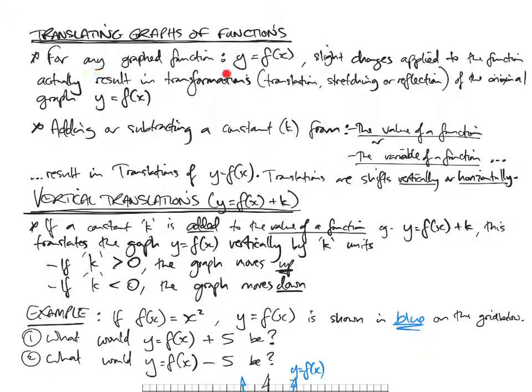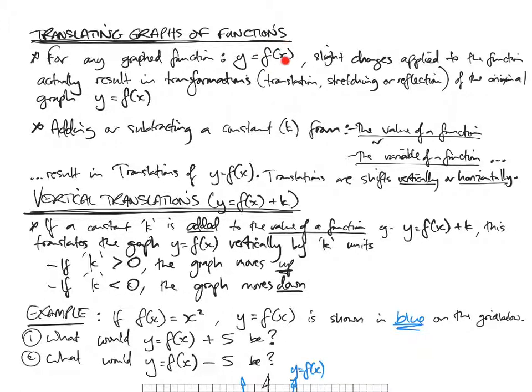So for any graph function, if you make the function of x equal y, slight changes that you apply to this side, the function of x, will actually result in transformations. So transformations, and hopefully you remember back to Cartesian coordinates, when you translate something, that's a kind of transformation that's moving it up or down. If you stretch something, that's another transformation where you squeeze it or open it out. And the last transformation is reflecting, so reflecting it in an axis or in a line.